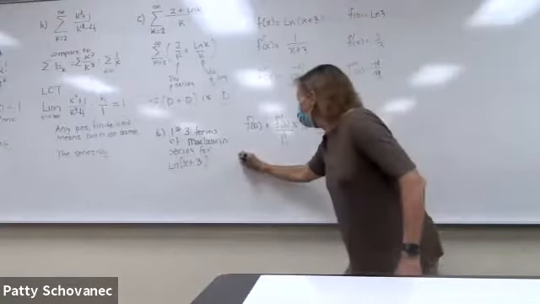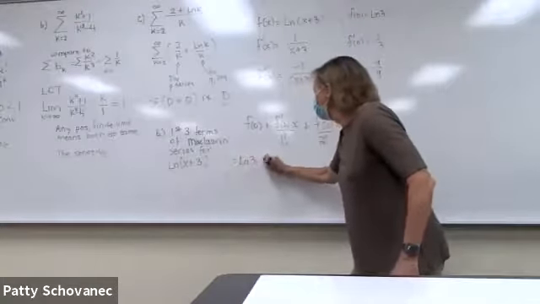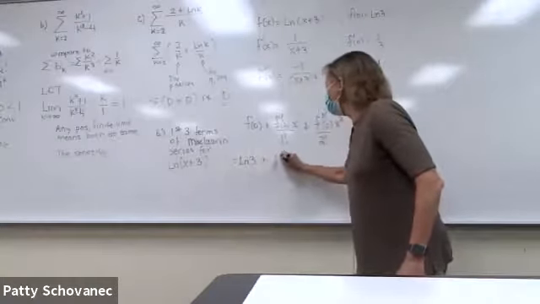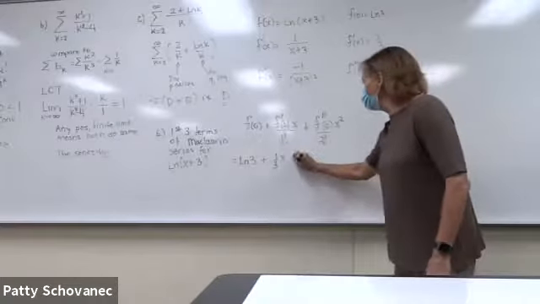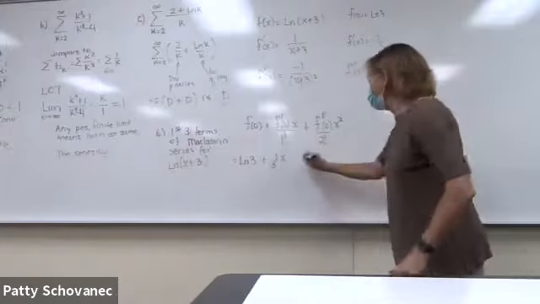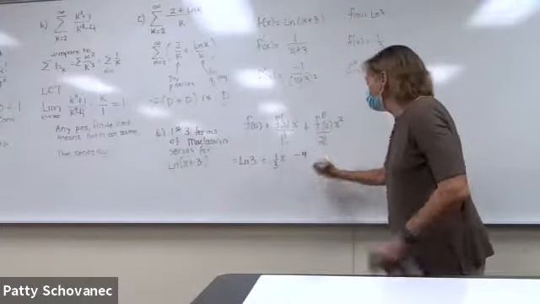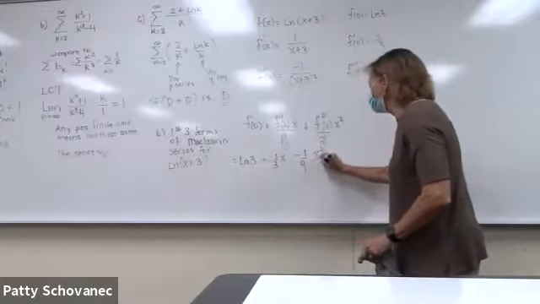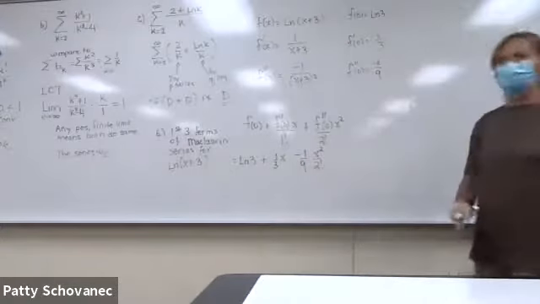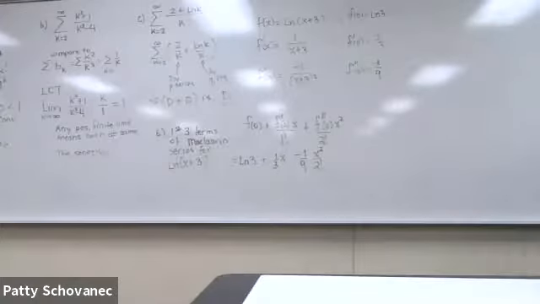And so this looks like the natural log of 3 plus 1/3 of x divided by 1 factorial, which is just 1, minus 1 over 9, x squared over 2 factorial. Okay?